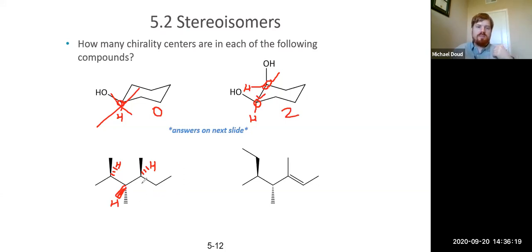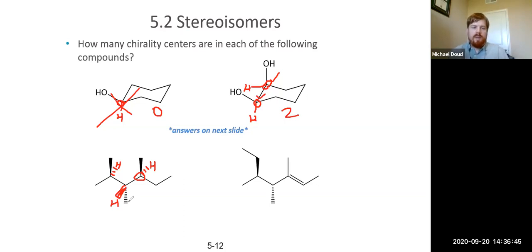Okay, so first up, let's start with this one. This one is bonded to a methyl group, an ethyl group, a hydrogen, and then it's got this big old thing over here. That's a butyl group of a sort, or I should say a disubstituted propyl group of a sort. That's definitely something that's different. So that's 4. So this one is for sure chiral. That's 1.